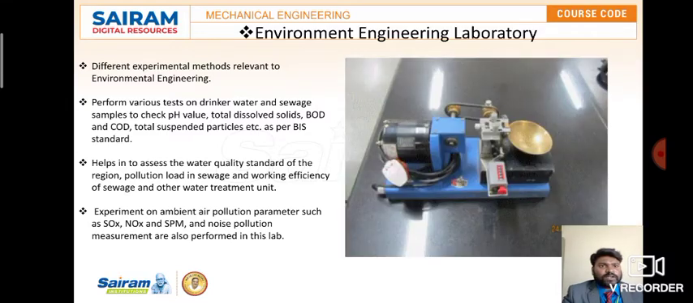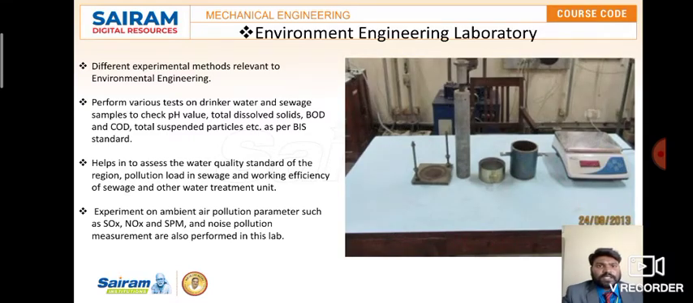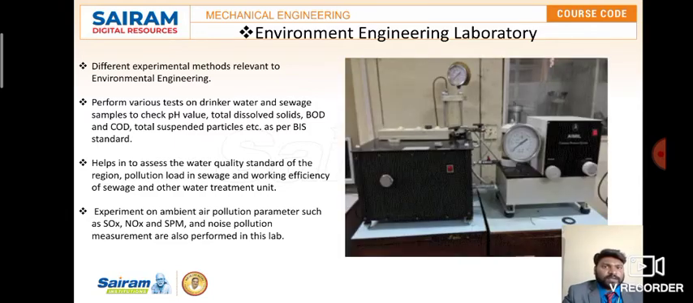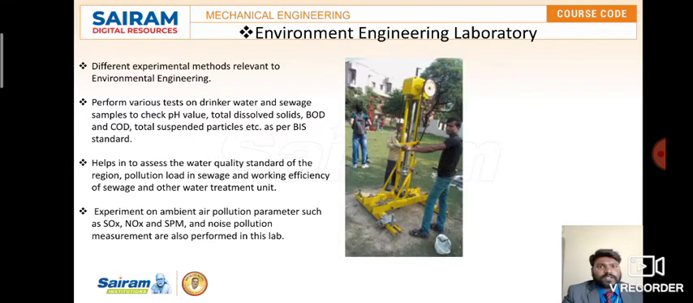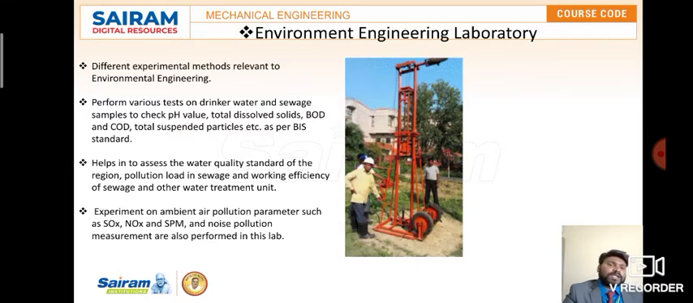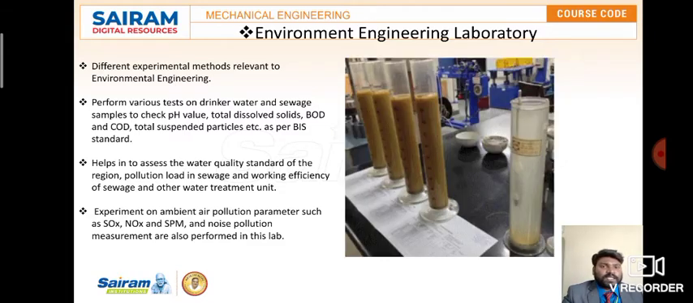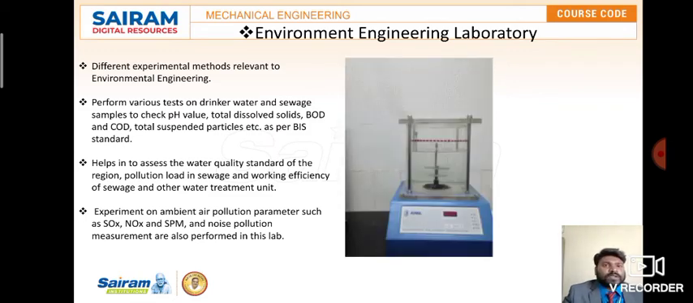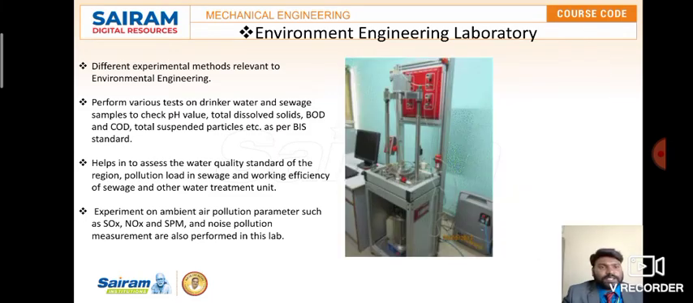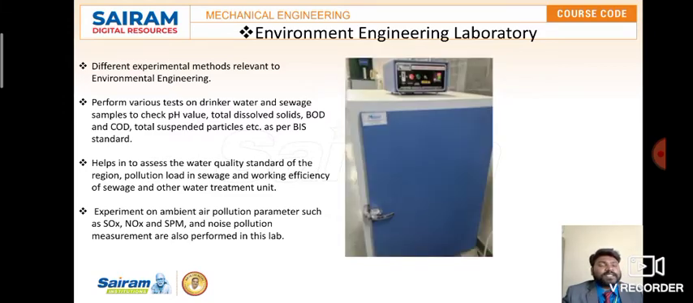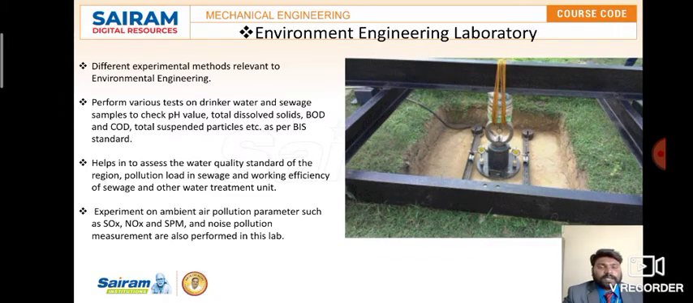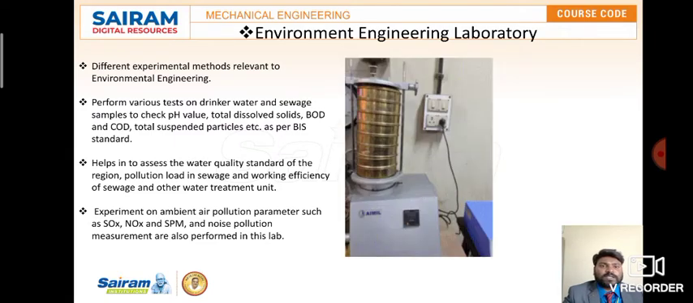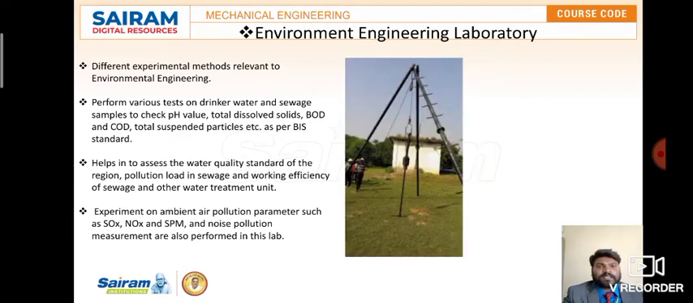And the next thing is the environmental engineering laboratory. Different experimental methods relevant to environmental engineering will be done, and different tests will be done for drinking water, sewage samples, checking the pH values and total dissolved solids, biochemical oxygen demand and chemical oxygen demand, that is BOD and COD, and what total suspended particles are present in the water, as per BIS standards.